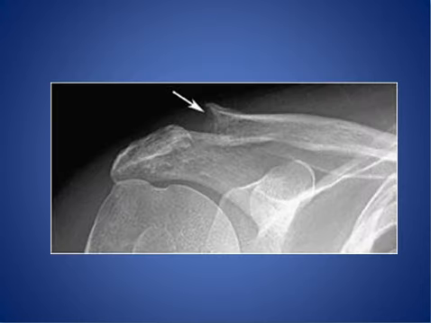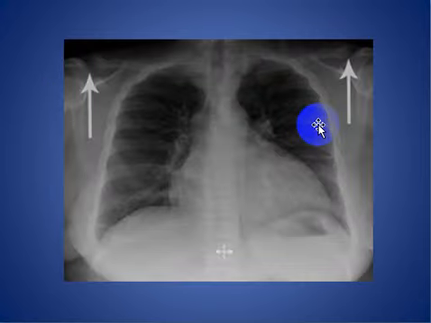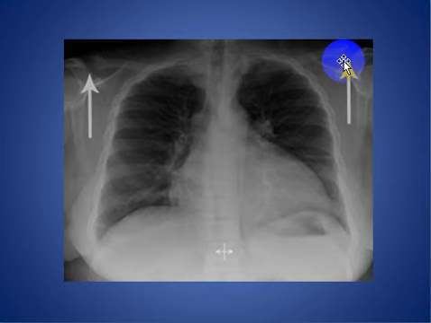Here, another patient with hyperparathyroidism with resorption of the distal end of the right clavicle. Usually, hyperparathyroidism causes bilateral resorption of the distal end of the clavicles. Here, another patient with secondary hyperparathyroidism with bilateral resorption of the distal ends of the clavicles.